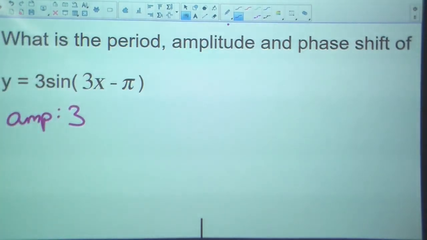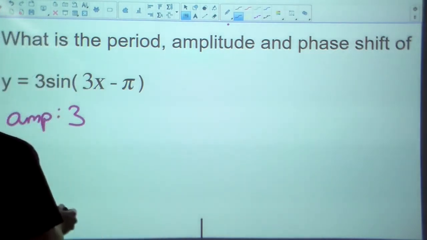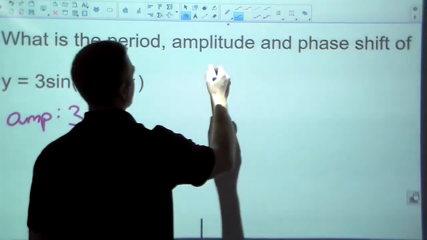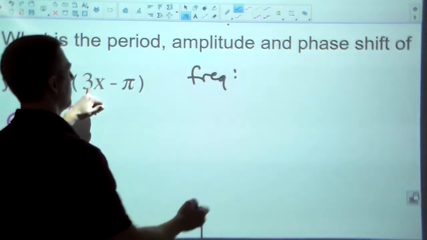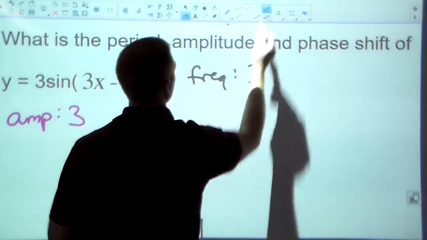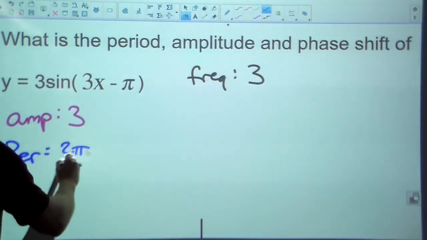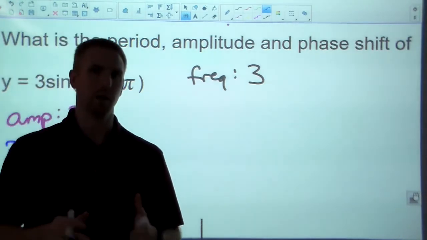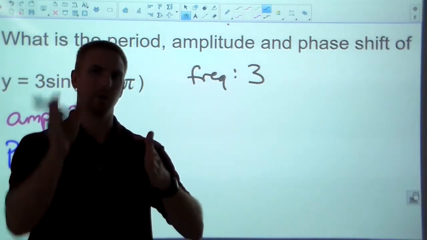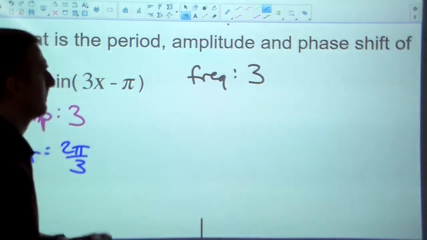Now, period and phase shift. So period goes with frequency. So if we know the frequency, let's put that in here. Frequency is the b value, so it's 3. The period is going to be 2π divided by your frequency, so 2π over 3. And once we graph it, I think that becomes more apparent. It takes 2π over 3 radians to complete one full cycle. That's the period of time it takes to go through the whole thing.